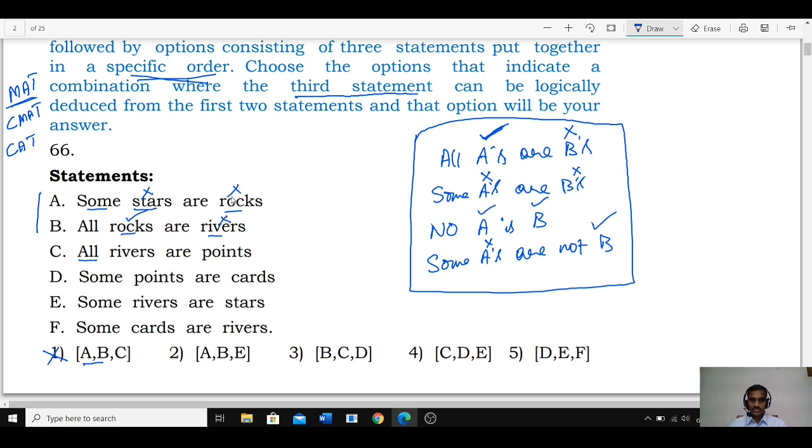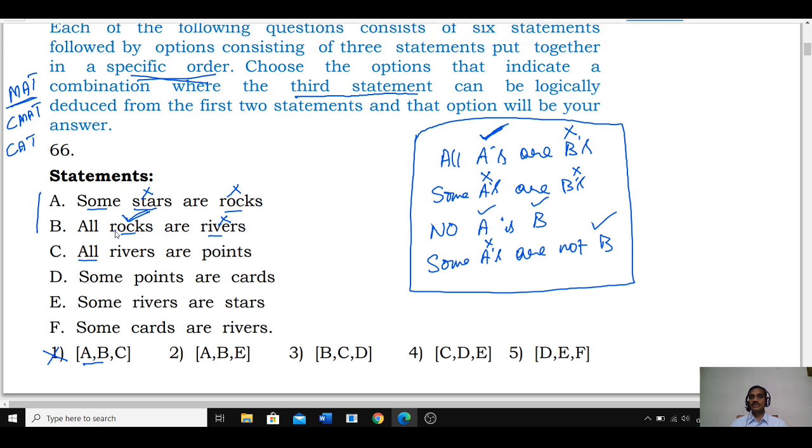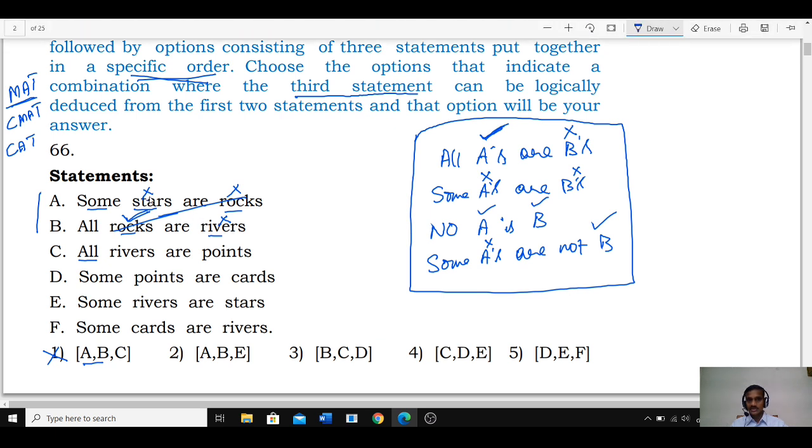Now combining these two, the middle term rock is distributed once. Hence we are able to derive the conclusion. Why? Because the middle term is distributed. The conclusion is between these two, star and river. Some stars are rivers. Some stars are rivers is nothing but E. Choice 2 is the answer. Follow here, no need to draw the diagram at all.